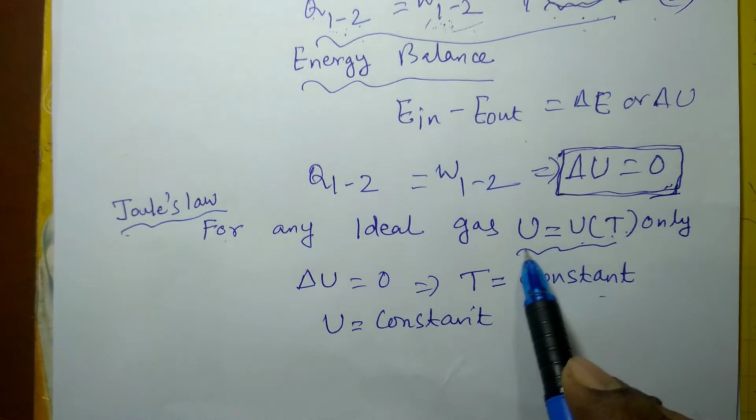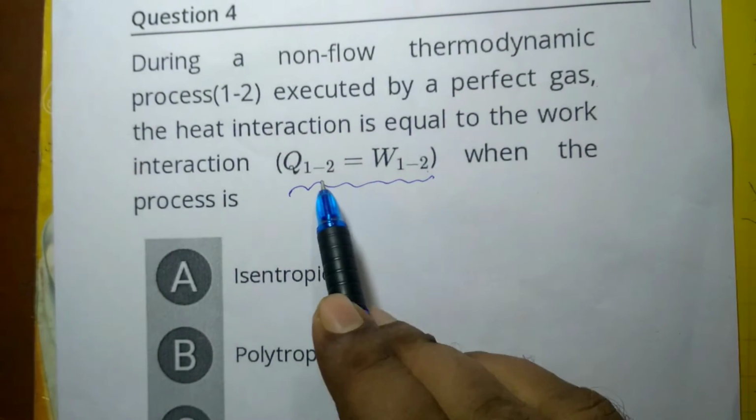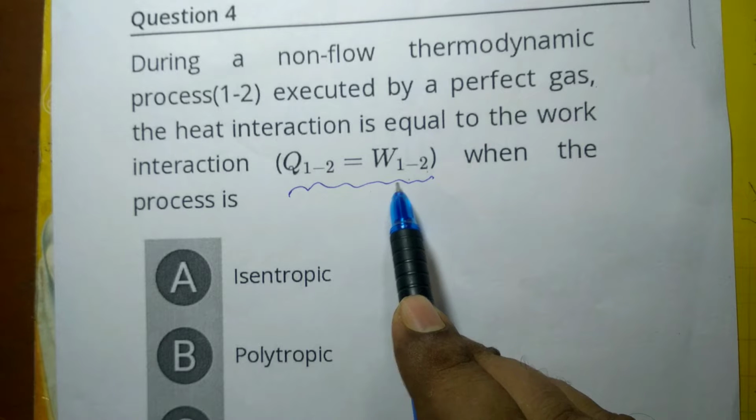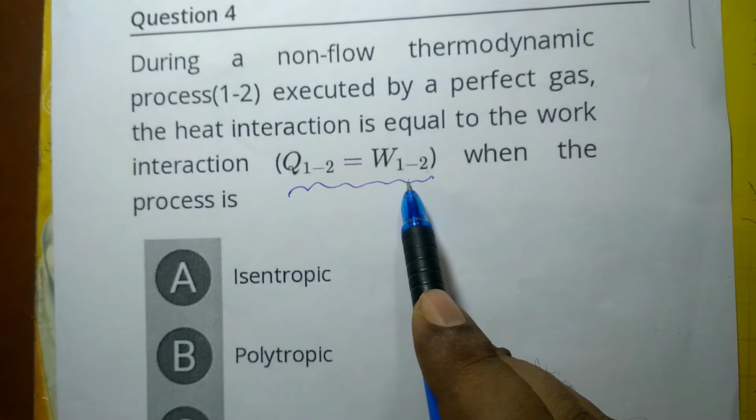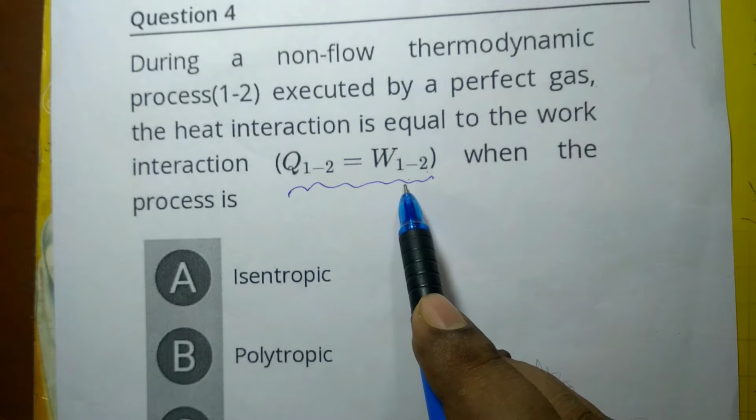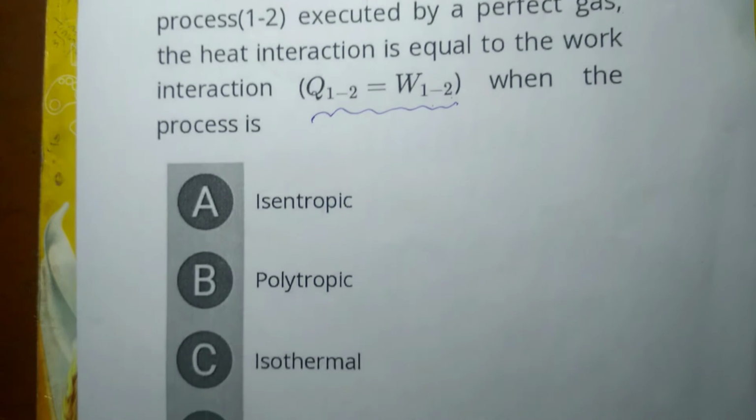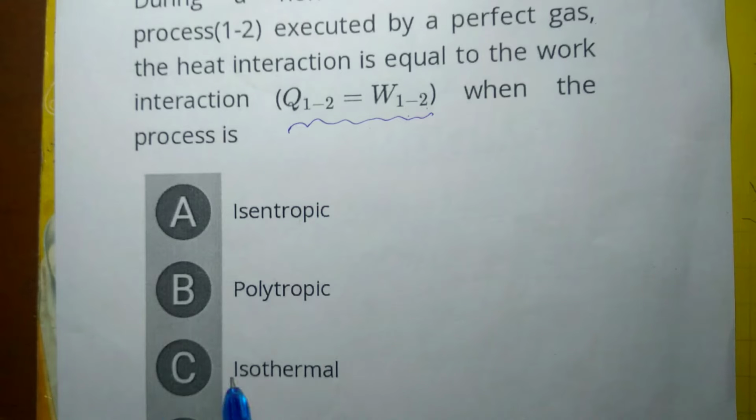So delta U is equation से as per the given equation Q12 is equal to W12, we concluded that delta U is equal to 0, and delta U 0 मतलब U is constant. We know that U for an ideal gas or perfect gas is a function of temperature only. So that's why U constant means temperature during the process is definitely constant. So we know that a process in which temperature remains constant out of the given options is isothermal.